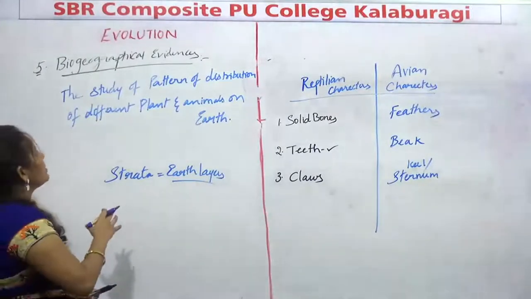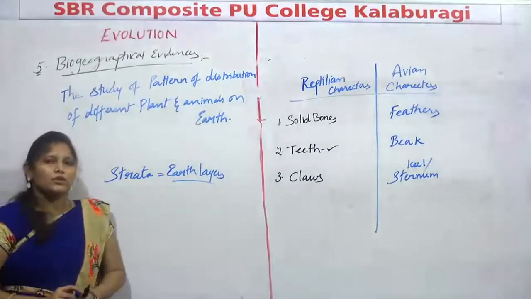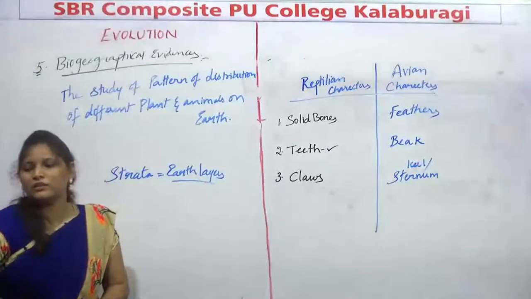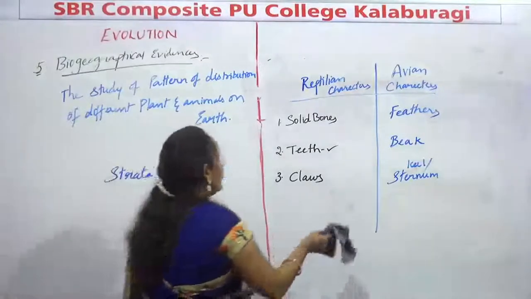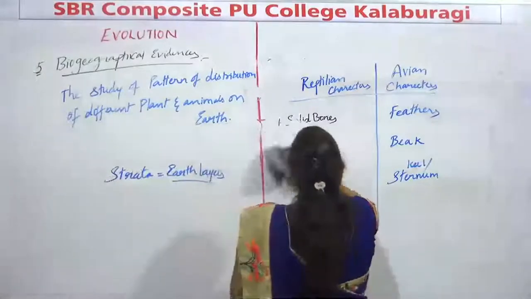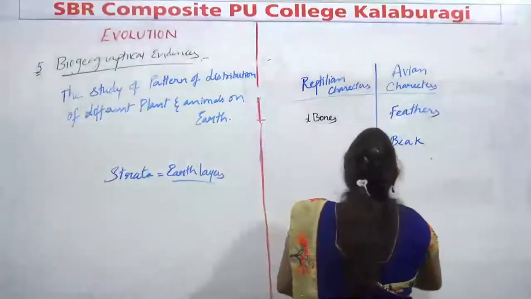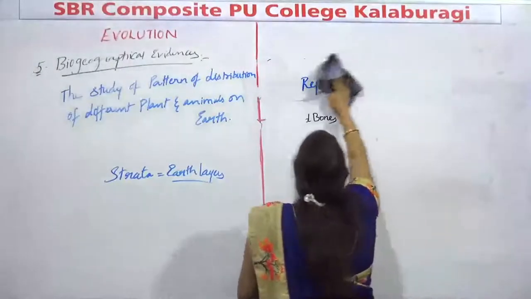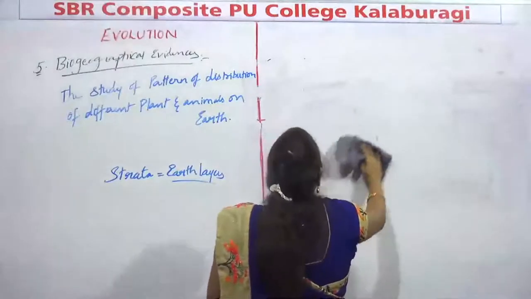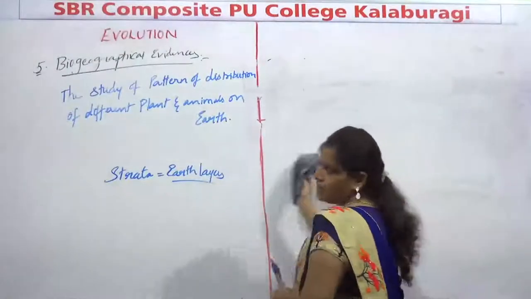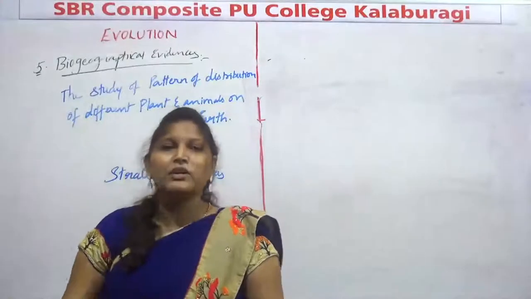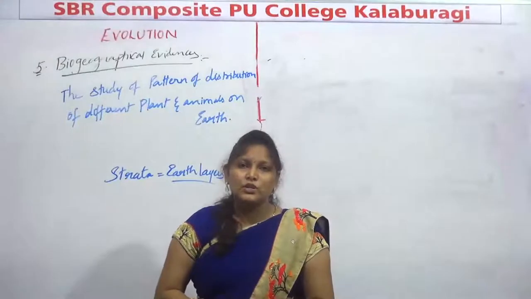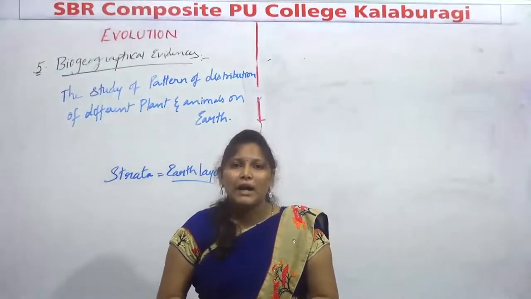In these geographical evidences, we will come across discontinuous distribution and continuous distribution. What is discontinuous and continuous distribution? See, when closely related organisms or closely related genera are confined to different geographical regions, such type of distribution is known as discontinuous distribution or allopatric speciation.